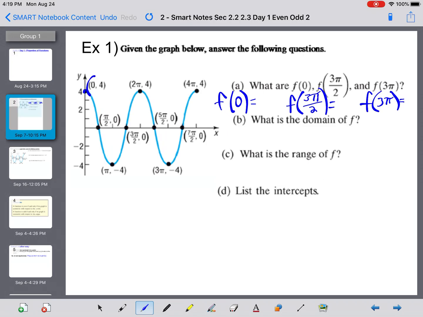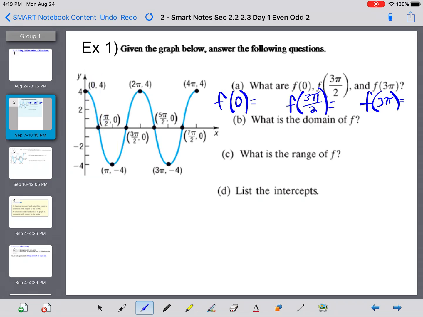So when you're looking at these points here, the x value of 0 only has one output of 4. The x value of 2 pi only has one output of 4. 4 pi only has one output of 4. All these x values only have one output. Even though these points up here are spitting out the same y value, that's fine. You might remember a quick shortcut, the vertical line test. If every vertical line hits this graph exactly one time, then we know this guy is a function.